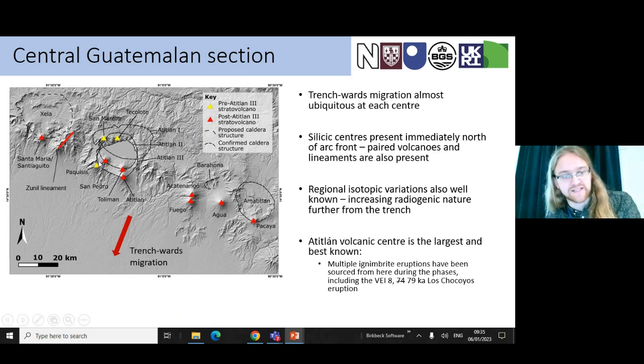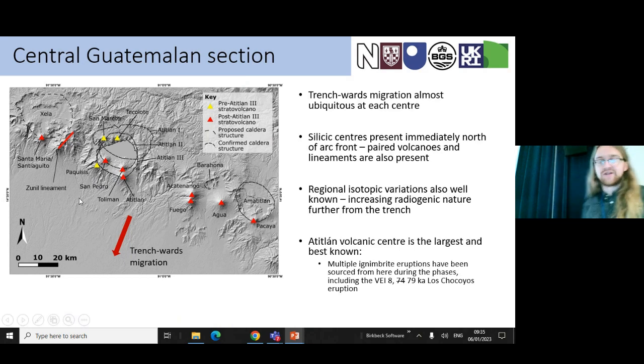And so this is Atitlán, for those of you that don't know, and this leapt out again as the best case study. It's by far the largest, and it's also been quite well studied before, so it's a really good basis to launch from. Multiple ignimbrites have been erupted from here over the last 14 million years, and the most recent phase really famously produced the Los Chocoyos eruption 79,000 years ago.